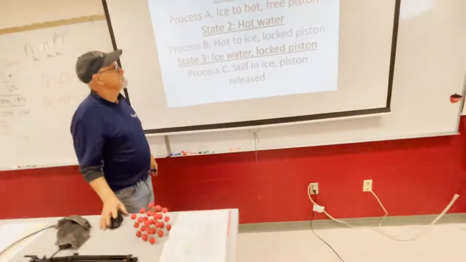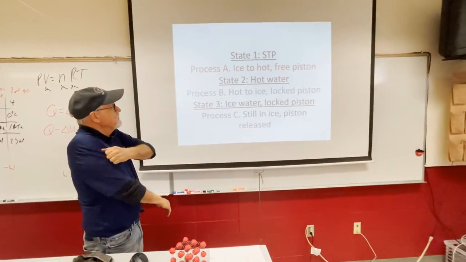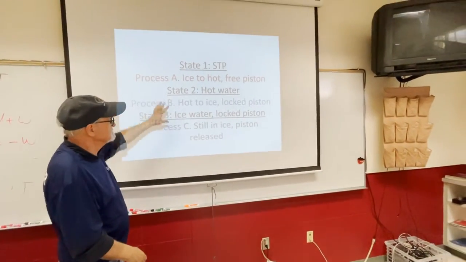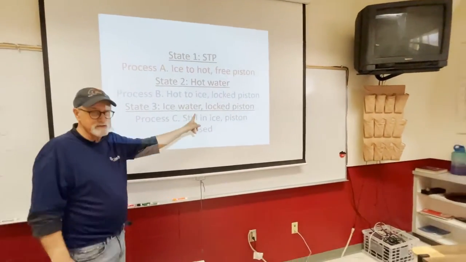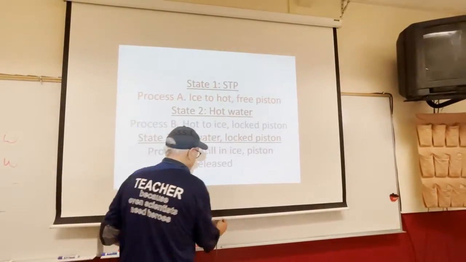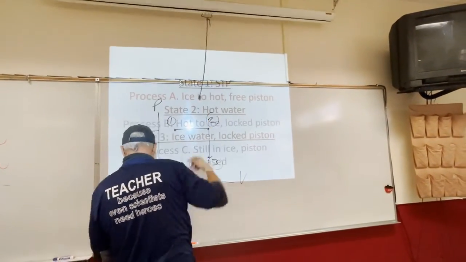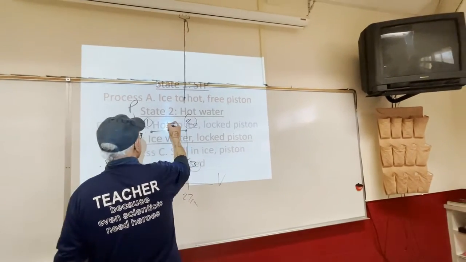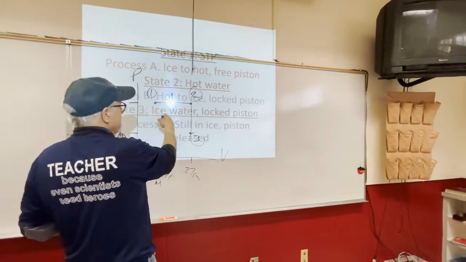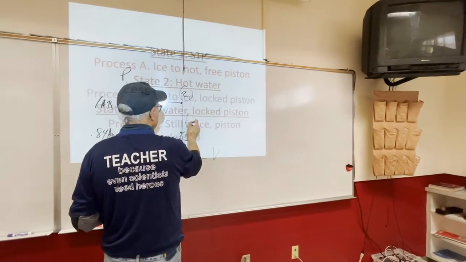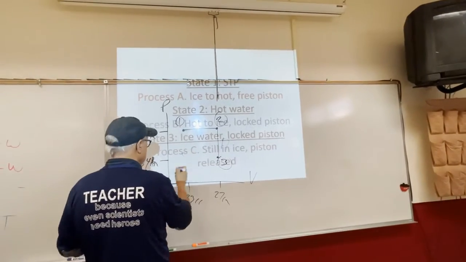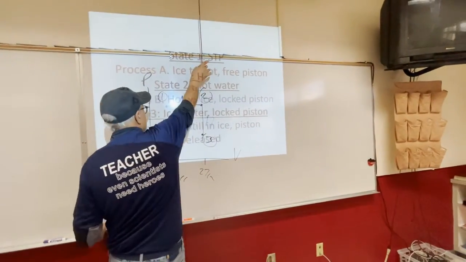All right, so state one, and this was for the kids to help them out doing the PV diagram. And I would have shown them this before we did that. All right, so ice to hot free pit, that's process A. This is process A, 1 to 2. Process B, this is B, and process C, still in the ice, and the piston released. Okay, so there's 3 processes.